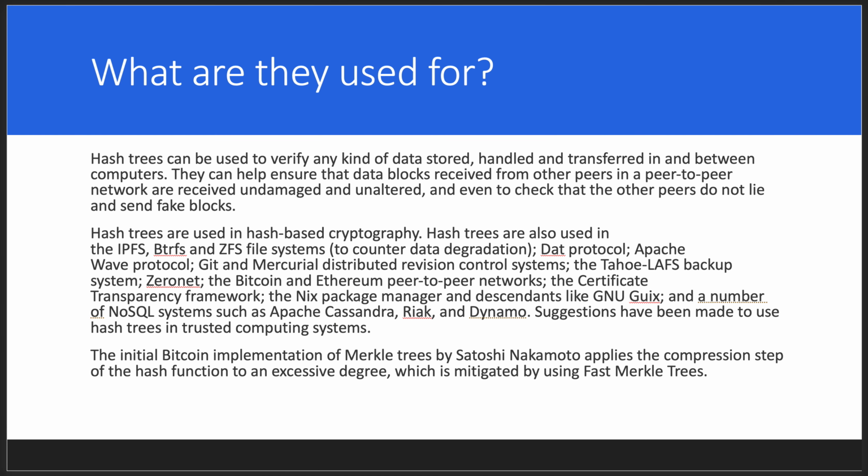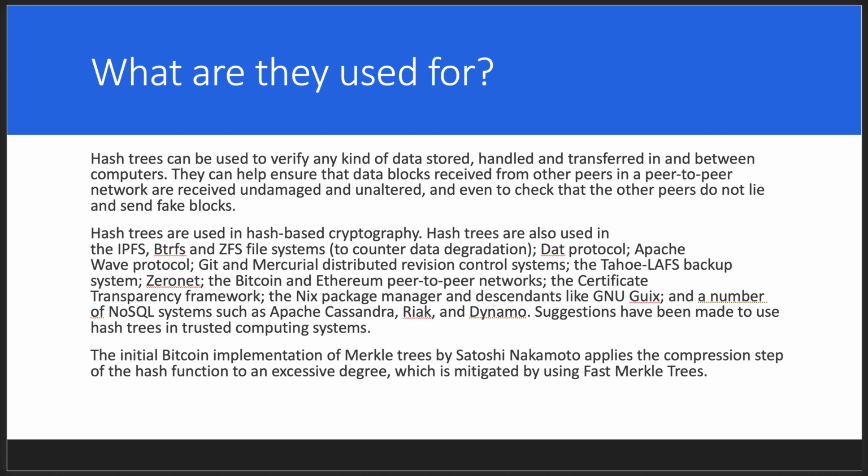Hash trees can be used to verify any kind of data that's stored, handled, or transferred between computers. Again, we're utilizing our peer-to-peer network, we're doing hash trees, we're doing hashes. It works all the way across the board to make sure the data you get is undamaged and unaltered. It can even check that other peers don't lie and send fake blocks. That's exactly why the people that invented Bitcoin chose this: it has all this inbuilt cross-checking and verification.